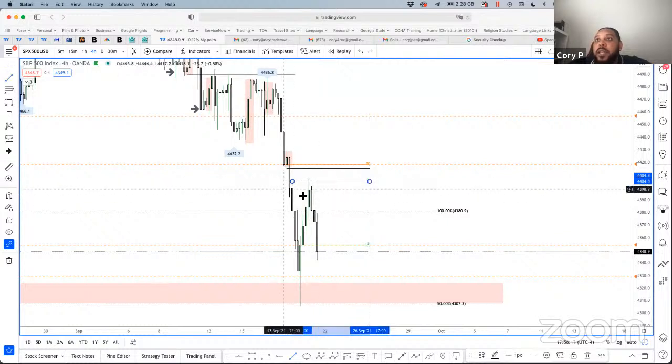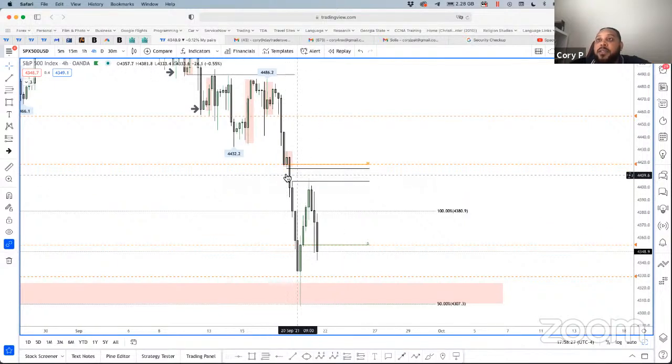In a situation like this, I should have caught that, but I didn't. I think this happened in London. But this volume, and this is what's called a fair value gap right here.